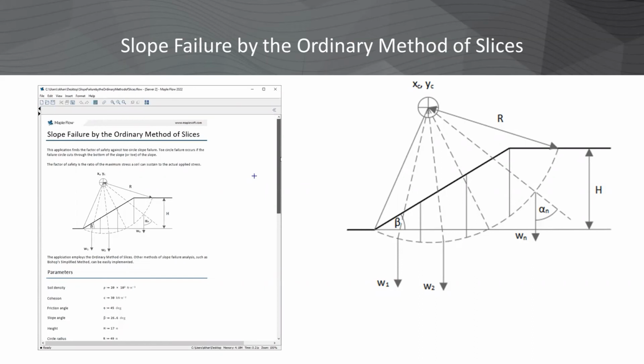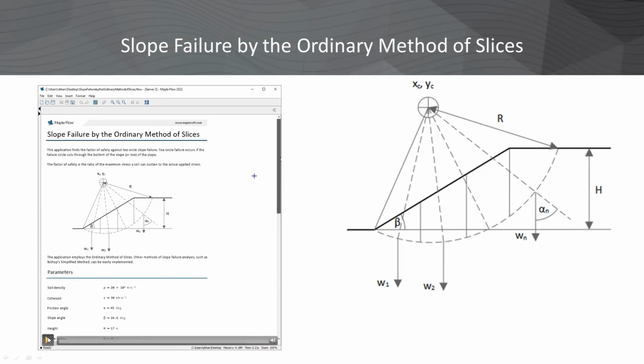The first, the ordinary method of slices, is actually a conservative approach to estimating the factor of safety, but it's the foundation of more sophisticated techniques. And they're based on the assumption that the plane of failure is a circular arc. If the failure circle cuts through the bottom of the slope, that's known as toe circle failure.